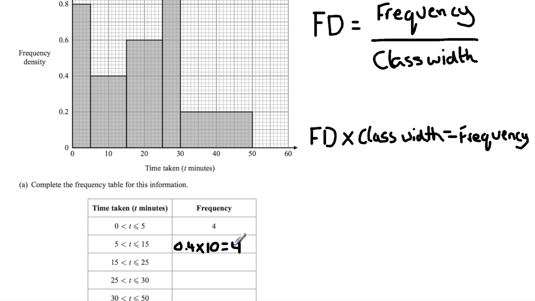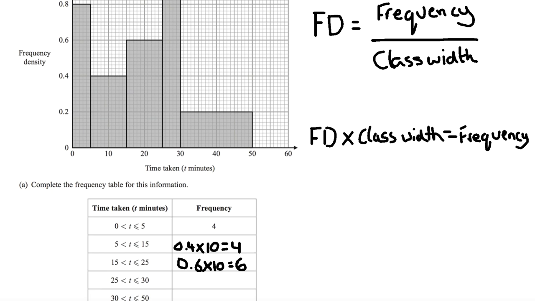The next group we're going to look at is 15 to 25. Again, the frequency density is 0.6 and the class width is 10. So 0.6 times 10 equals 6.